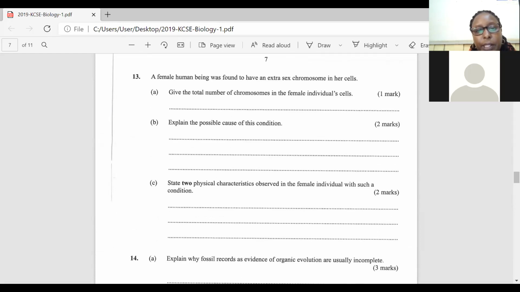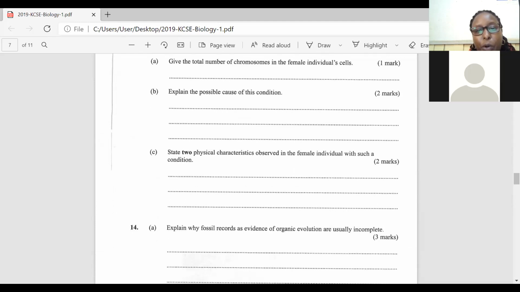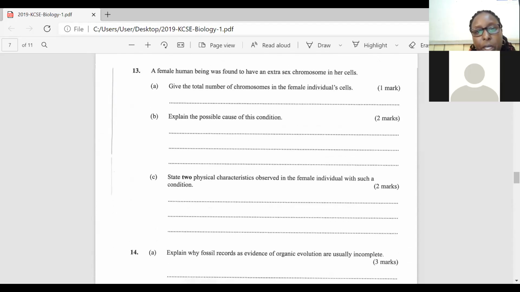It is on genetics. Give a total number. That is quite clear for the student to give the total number. Just that, no explanation, no giving a reason. It was just giving the number. Then part B, explaining the possible cause of the condition.